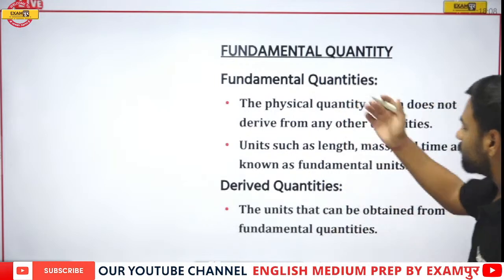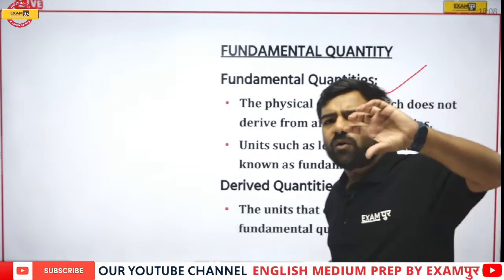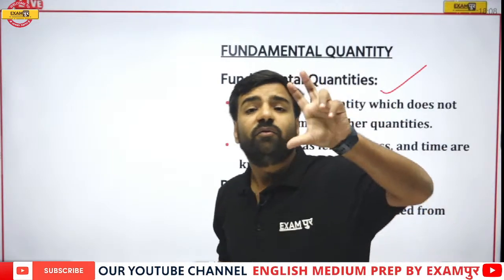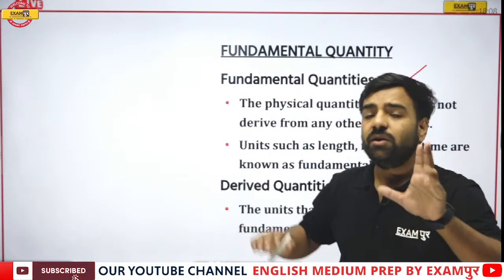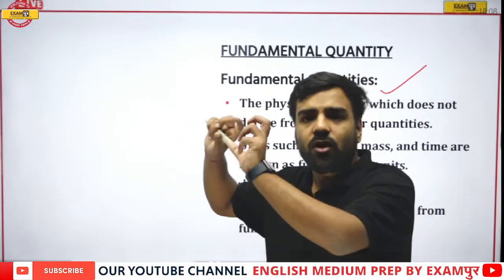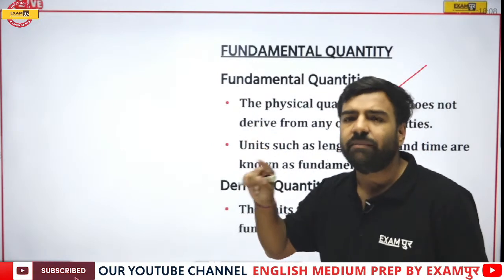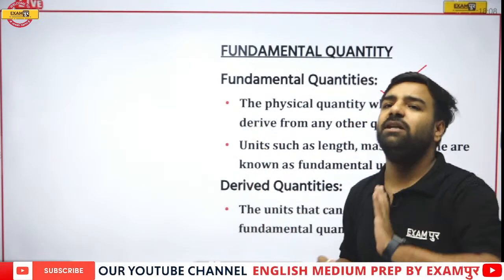Okay then. First of all, let's talk about fundamental quantities. Now, what are these fundamental quantities? Fundamental quantities are the ones which are not derived from anyone else. That is, they are not dependent on anyone. Here, I'll talk about 7 fundamental quantities which are not dependent on anyone.